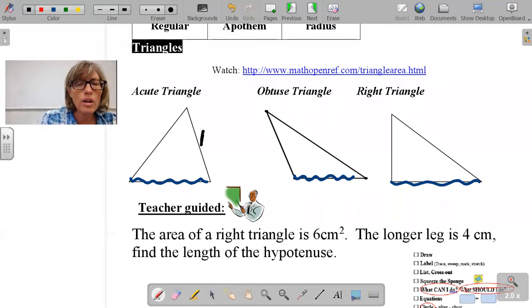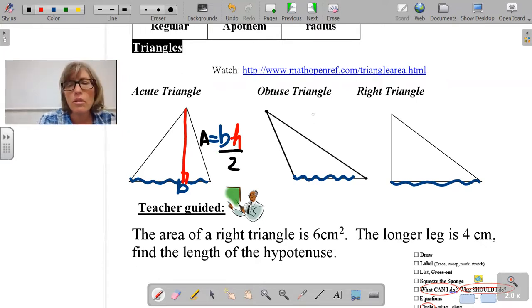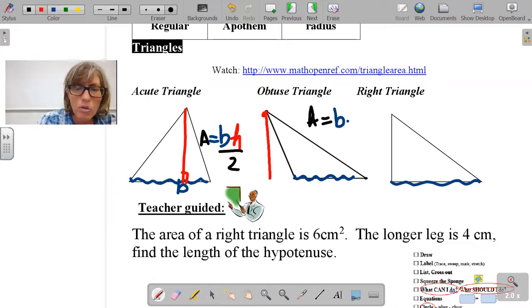So the area would equal base, this is your base, times your height, straight down, right angle, base times height, over 2. In an obtuse triangle, the area would equal the base times the height. In this case, the height is outside, meeting an imaginary extended line, over 2.